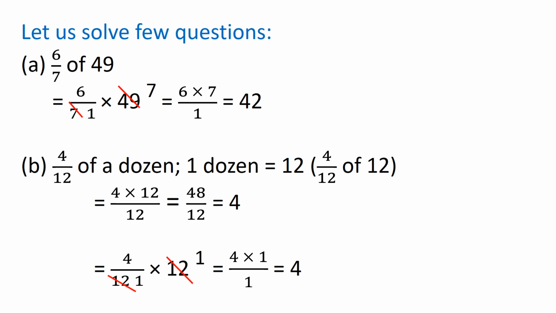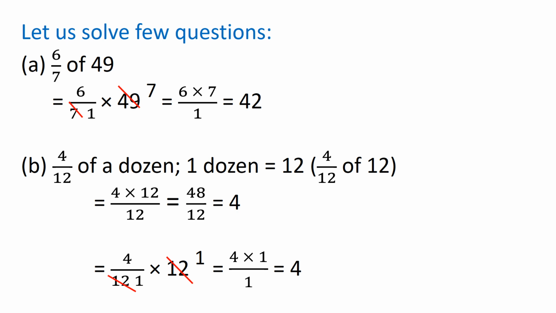First, find 6 upon 7 of 49. We know 7 7s are 49. So we can cut 7 and 49 and write 7 in the numerator and 1 in the denominator. It becomes 6 into 7 upon 1. That is 42 upon 1, which is equal to 42.